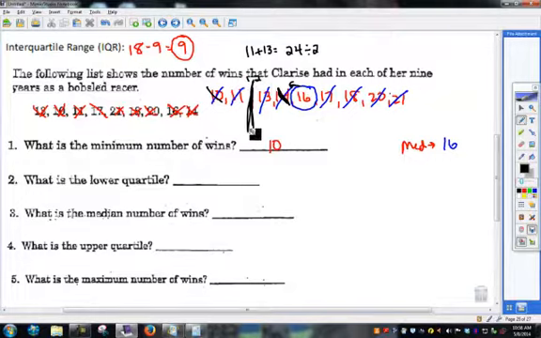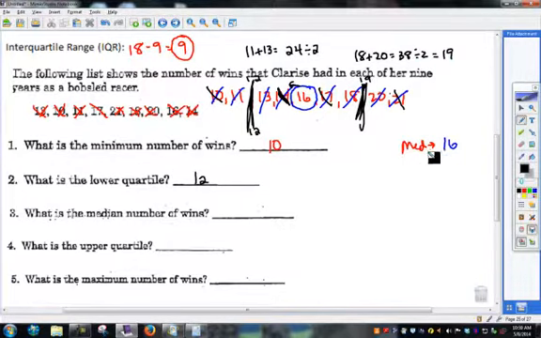Okay, let me write it down here. So we know lower quartile is 12. Now let's find the upper quartile. Cross off smallest, biggest. Oh, 2 in the middle. Do the same thing. 18 plus 20 equals 38. Divide that by 2. It's going to be 19.